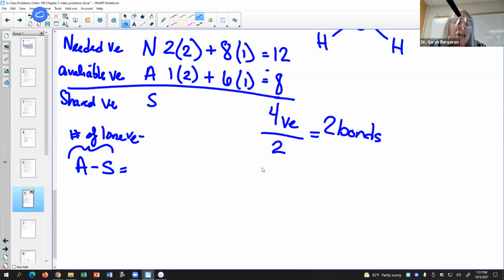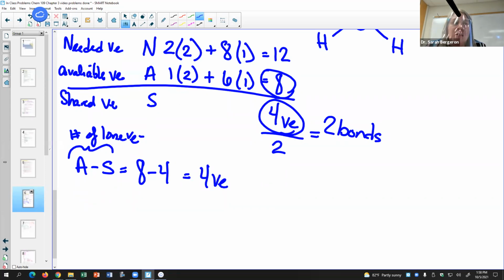So how many did I have available to be used? Right here. How many did I have available? 8, right? Now, how many did I use inside of my bonds? I used 4. So how many valence electrons do I have left to put on my molecule after I add 2 bonds? 4 valence electrons. Okay, so I know I have H2O. I know I need 2 bonds in here, and then I'm going to have 4 valence electrons.